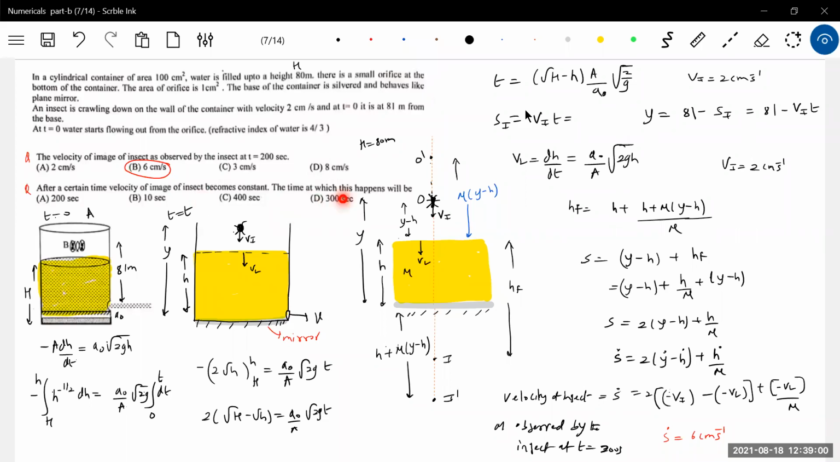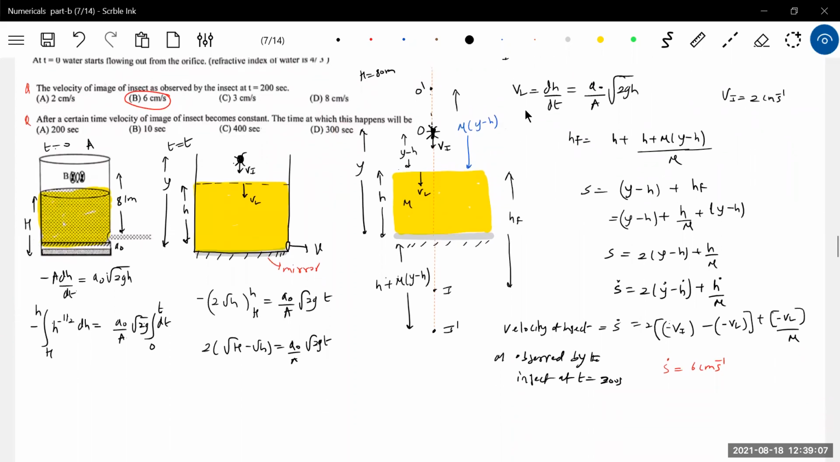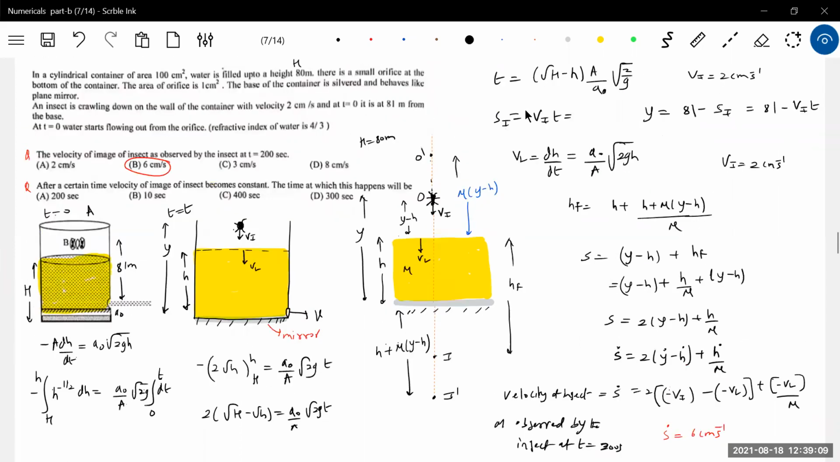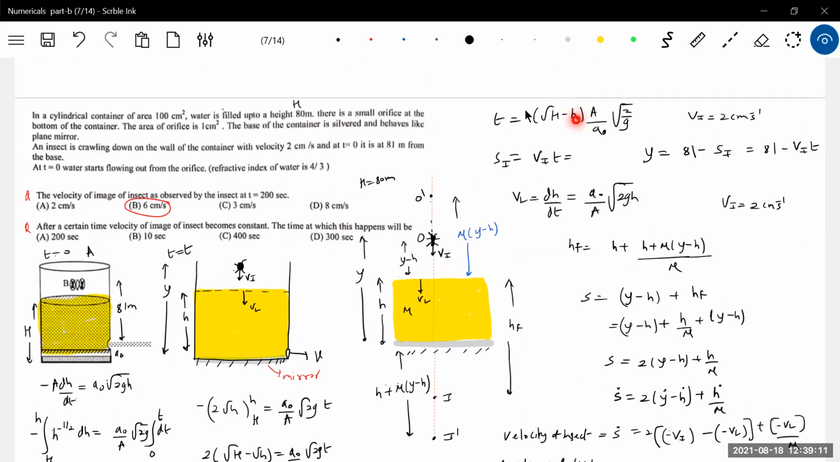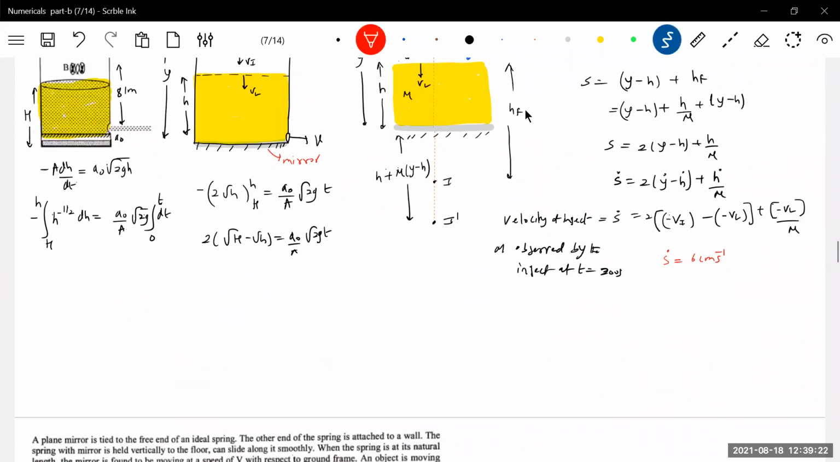The time at which this happens is the time taken for the tank to become empty. What should be the limit now? 0, no. Small h should be 0. When the tank becomes empty, the velocity of the image will be constant. There is no other concept. So we'll write that. Next question.